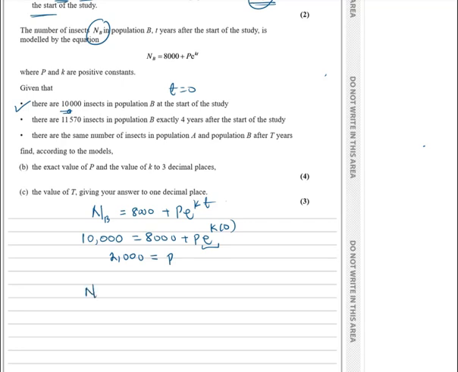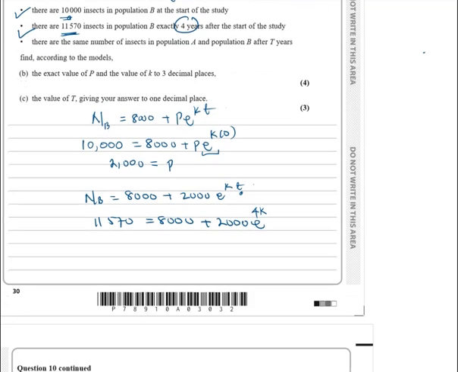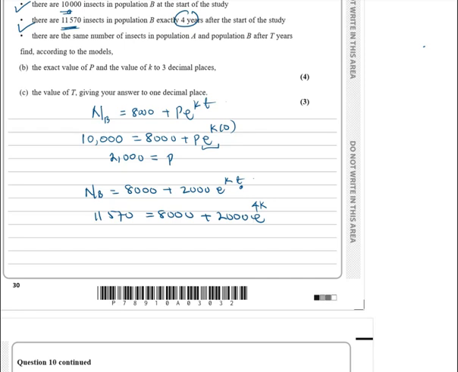That means your model now is NB is equal to 8,000 plus 2,000 e to the power of KT. Now we have another condition here, that after 4 years of the study, the number of insects is 11,570. That means 11,570 is equal to 8,000 plus 2,000 e to the power of K, and the number of years, which is 4, replace 4 over there, which is 4K.